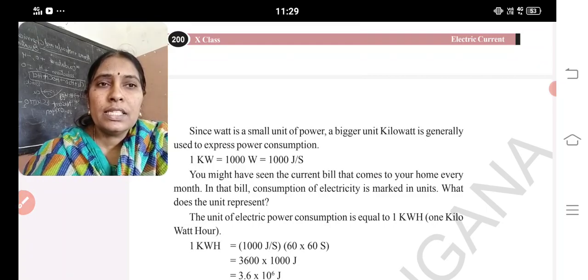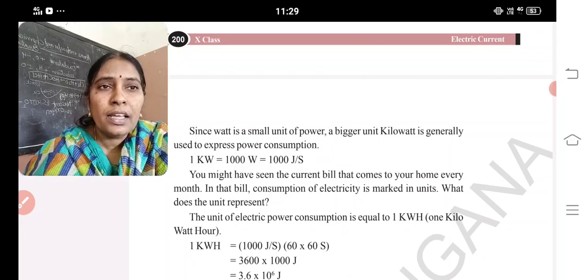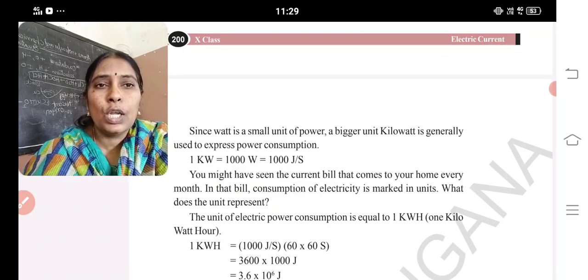And the kilowatt is generally used to express power consumption in a bigger unit. The smaller unit is watts and the bigger unit is kilowatt. 1 kilowatt is equal to how many watts? 1000 watts. And the unit of watts is joules per second.